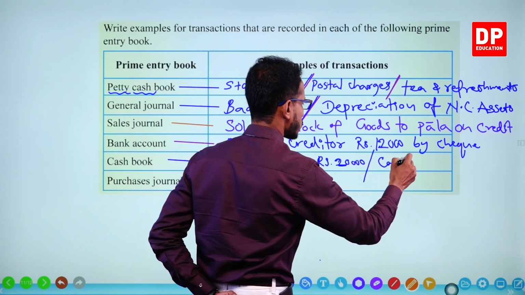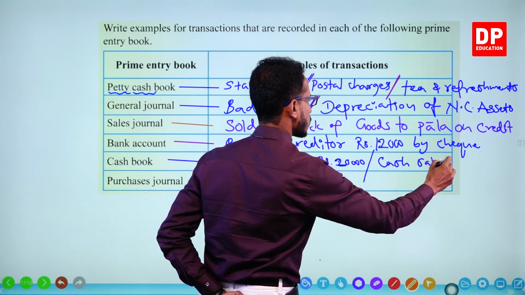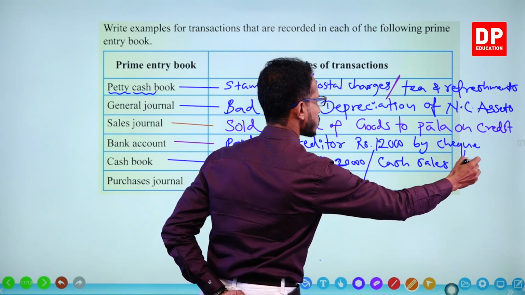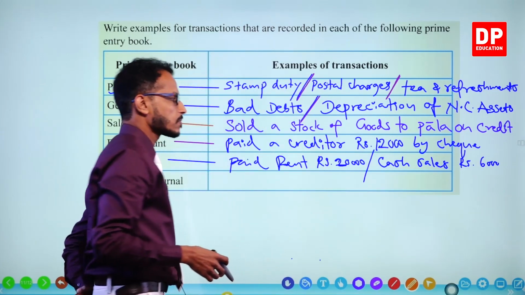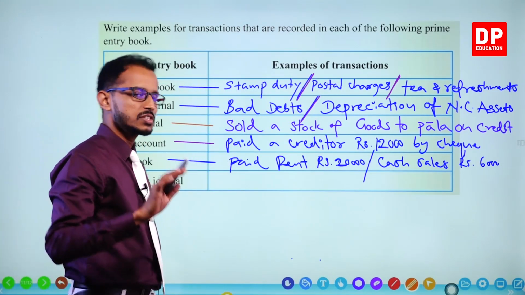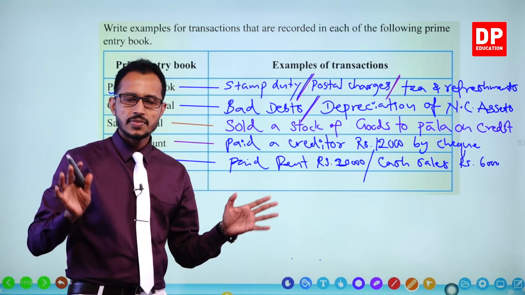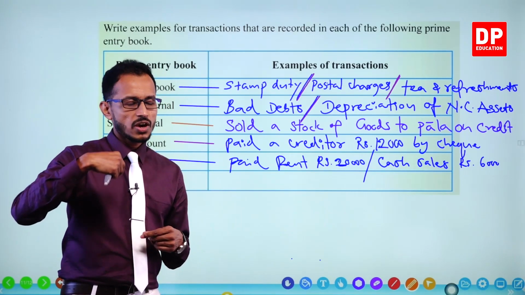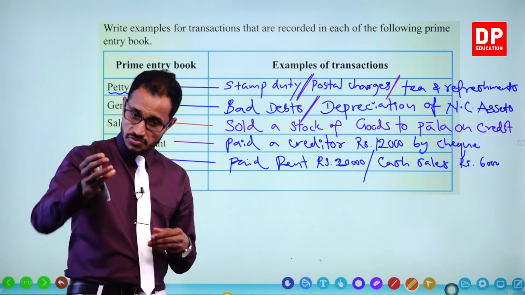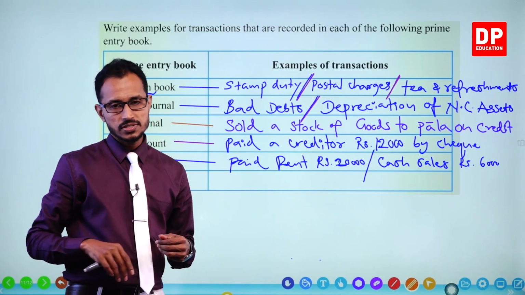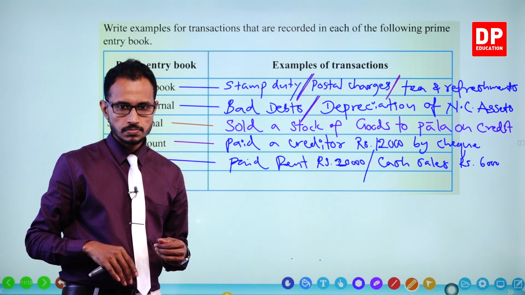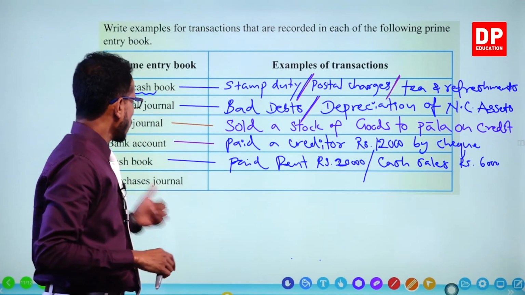Cash sales, rupees 6,000. Any transaction which is done then and there, any transaction for which you have paid then and there, or for which you have received cash then and there, that's a cash transaction. All right, are we done?